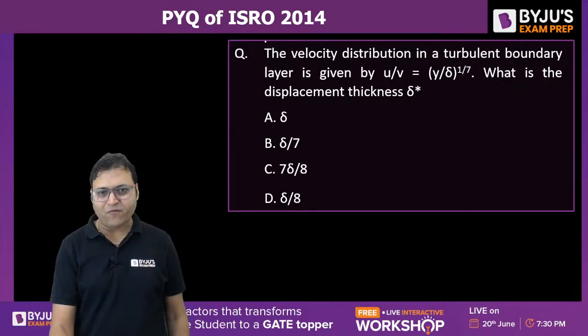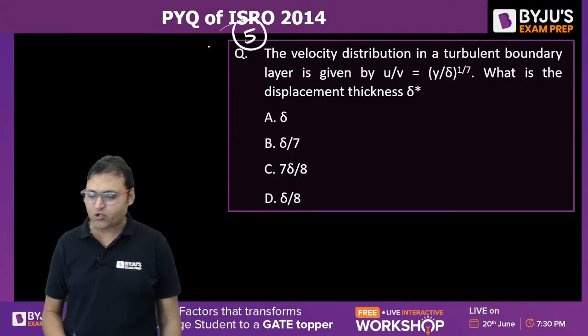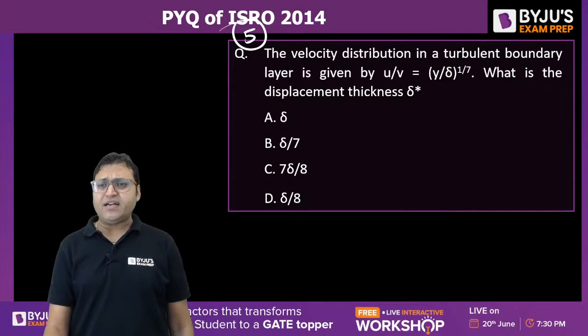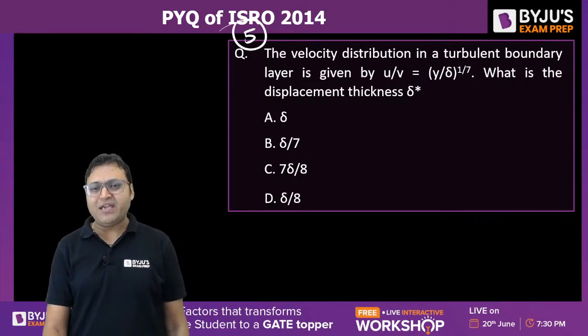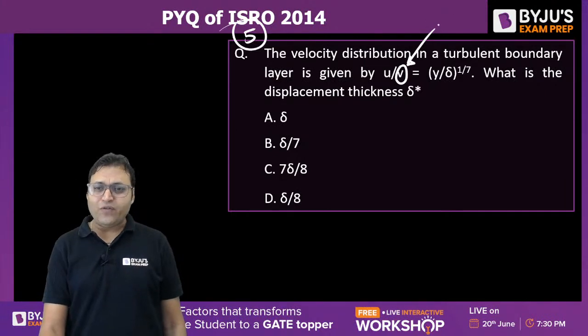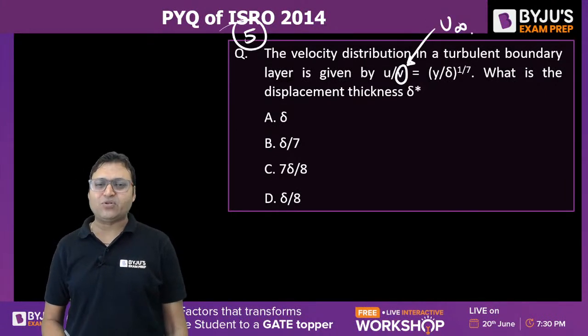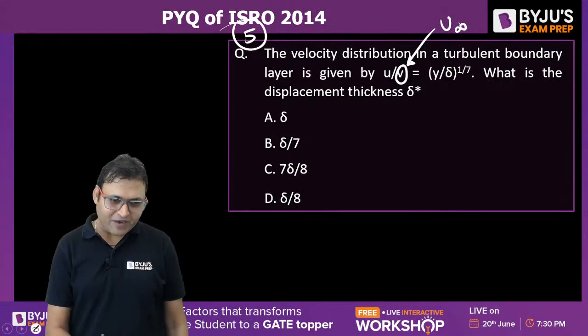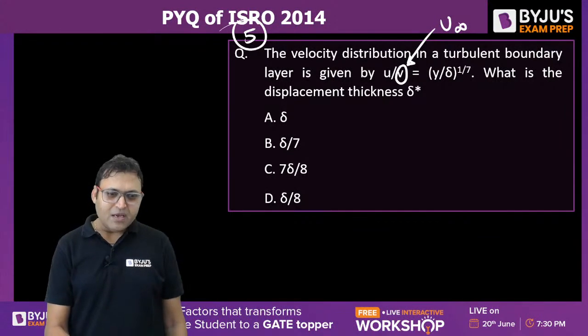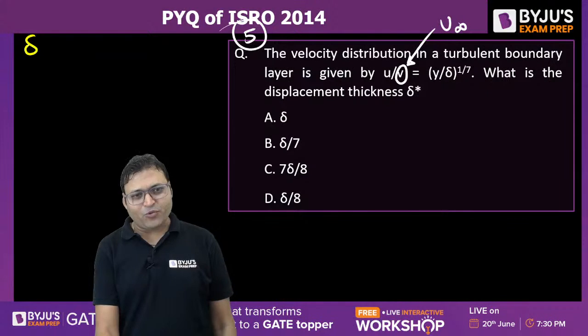This is question number 5. I am having 27 questions in total. So the velocity distribution in a turbulent boundary layer is given by U by U infinity, the free stream velocity. What is the displacement thickness? First of all, you need to remember the formula for displacement thickness.